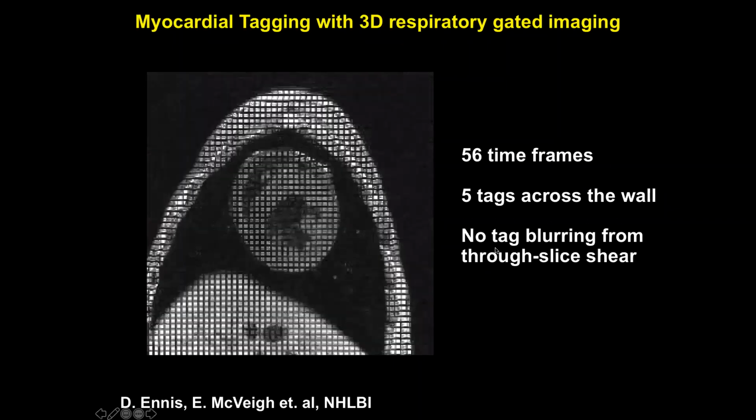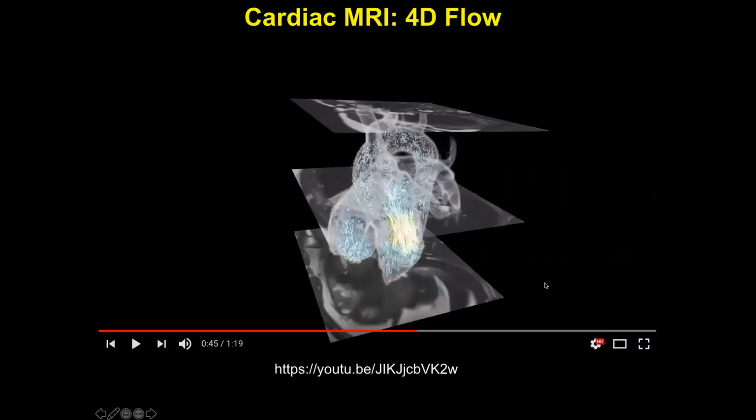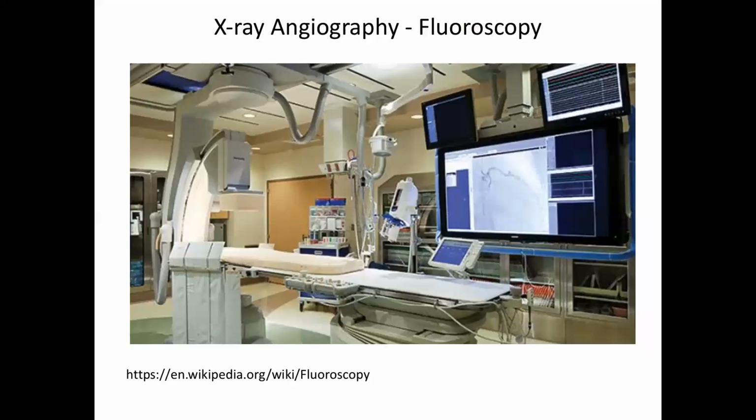This is a PhD student of mine, probably 20 years ago now. And then here's blood flow. You can, because of time, you can look this up on YouTube, but you can measure with phase shifts from MR a beautiful 4-dimensional blood flow field going through the aorta.